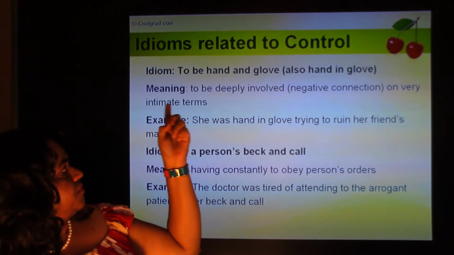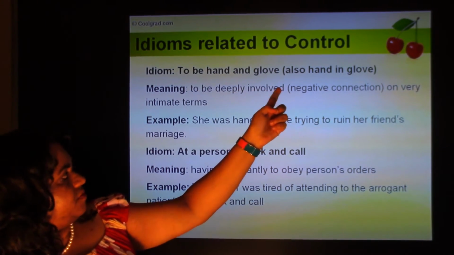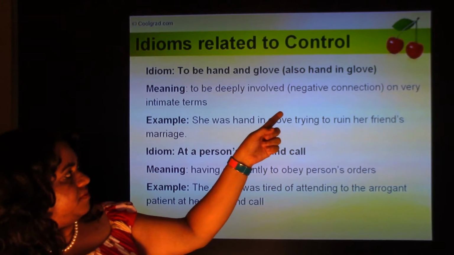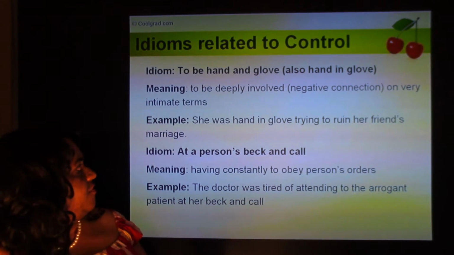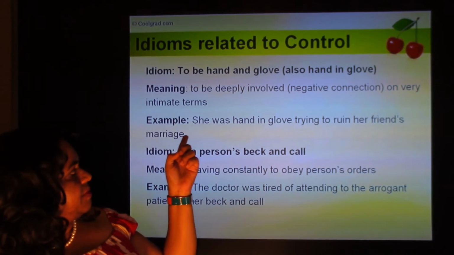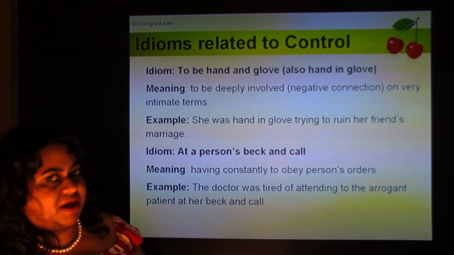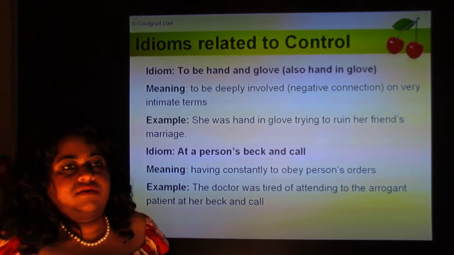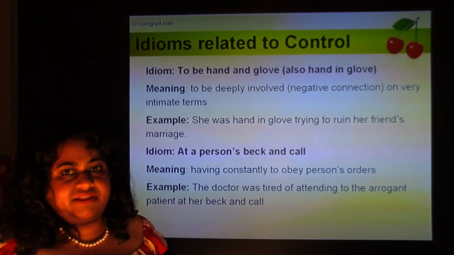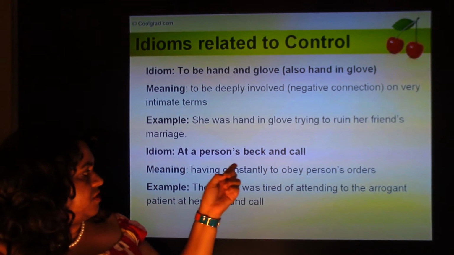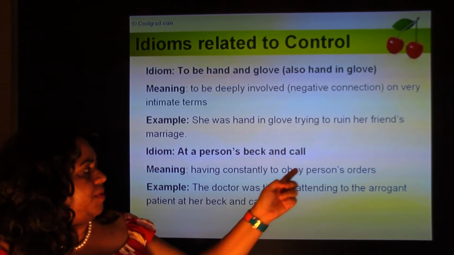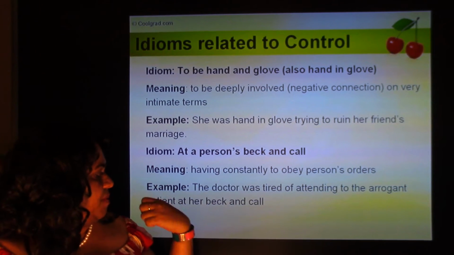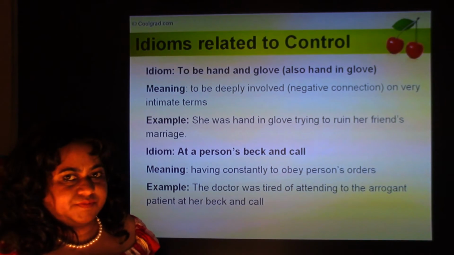Idioms related to control. The idiom to be hand and glove, or also hand in glove, means to be deeply involved, usually with a negative connotation, on very intimate terms. Example, she was hand in glove trying to ruin her friend's marriage. Or she was hand in glove in the lawsuit. It can be anything. Idiom, at a person's beck and call, having constantly to obey a person's orders. Example, the doctor was tired of attending to the arrogant patient at her beck and call.